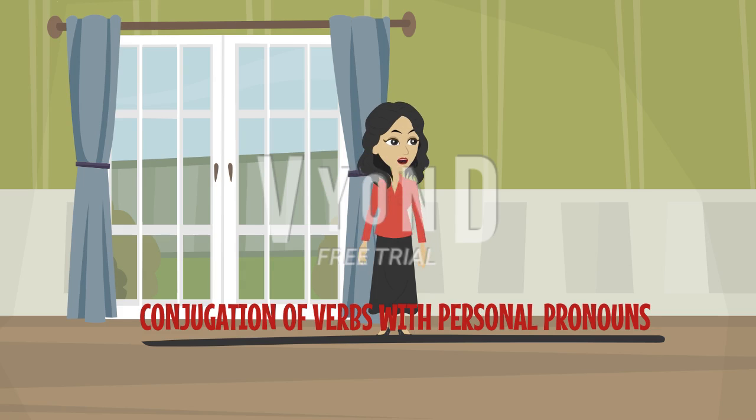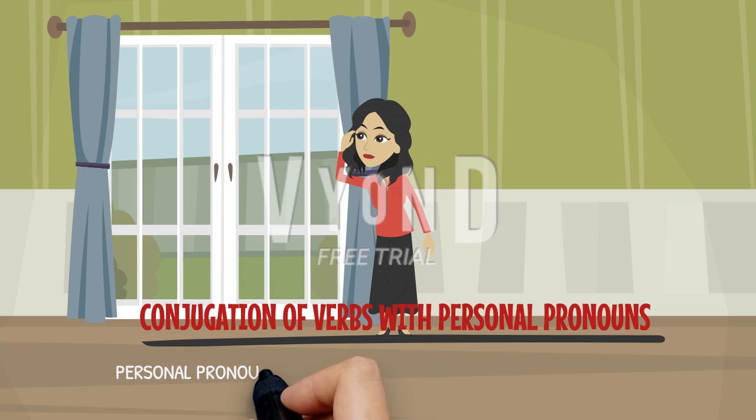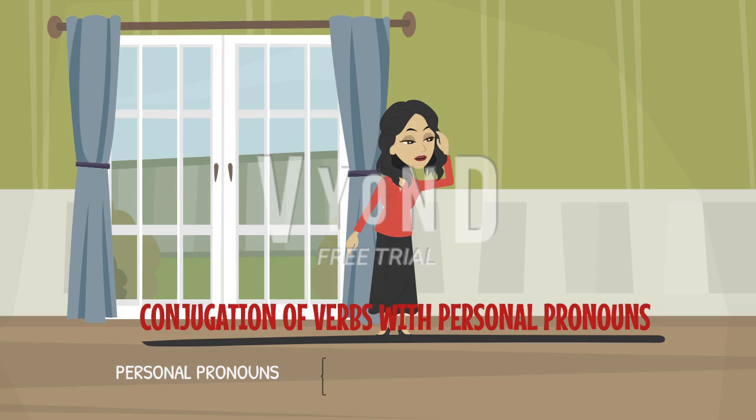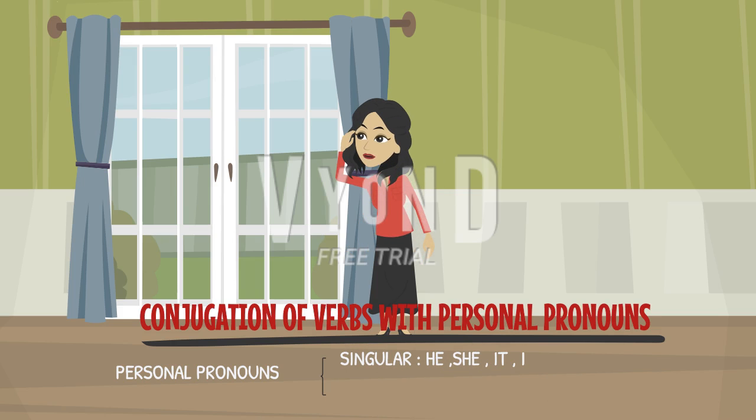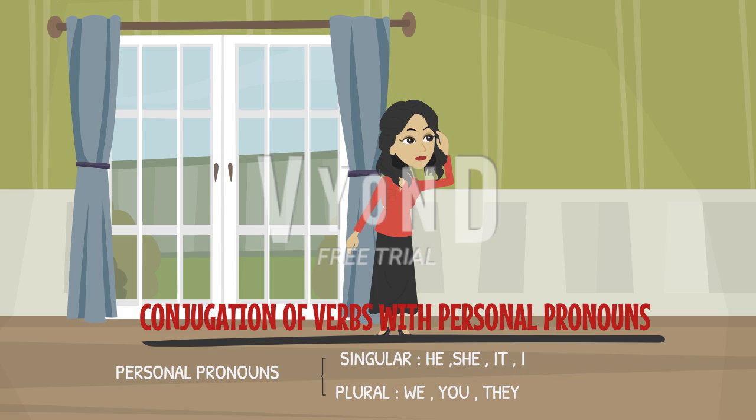Conjugation of verbs with personal pronouns. When it comes to making a verb agree with its subject, there are some similarities between irregular verbs and regular verbs. The subject is a noun that the verb refers to. To conjugate a verb, you will first need to be familiar with the various subject pronouns in this language, which are he, she, it, I in singular and we, you, they in plural.